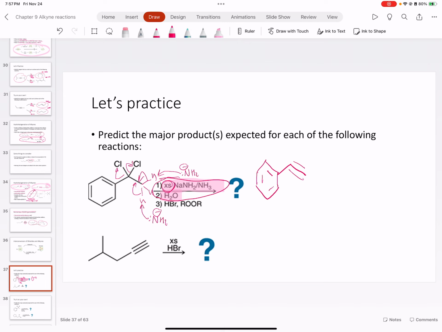1, 2, 3. Okay, and then I'm gonna have my HBr, ROOR. So remember we said that this was anti-Markovnikov. Since this one's anti-Markovnikov, I will add bromine to this side, right? But it will be a mixture of products in this case. So I will get a cis and then a trans as well, with trans being the major product.